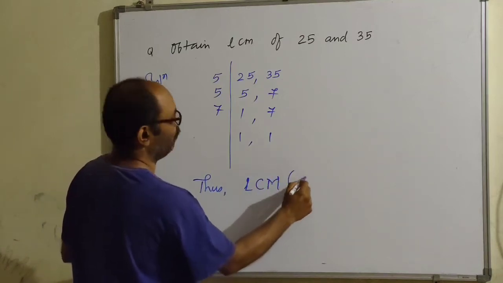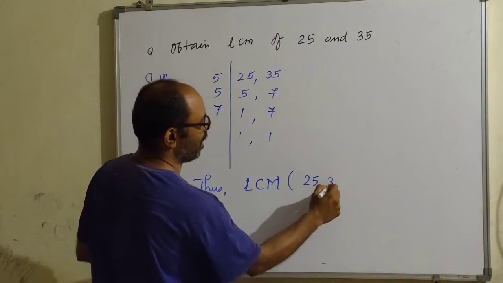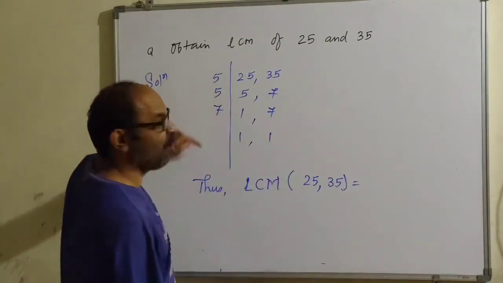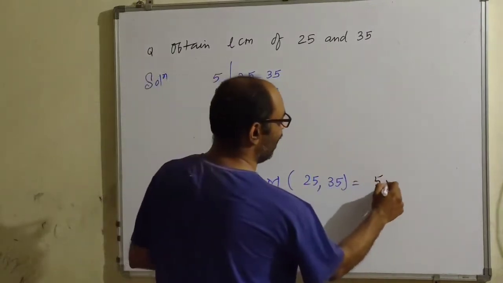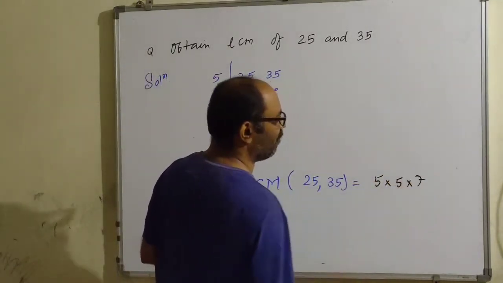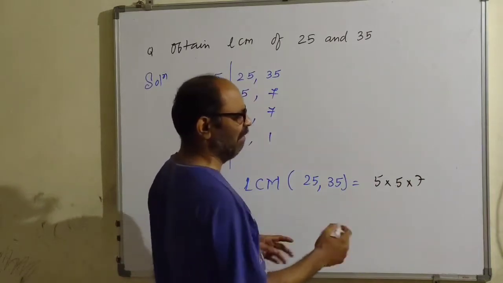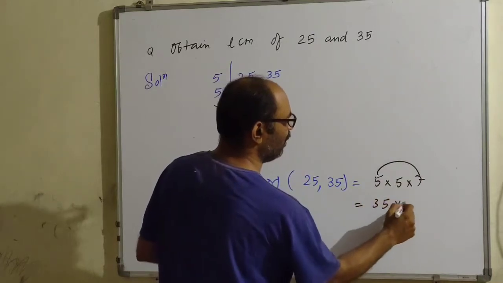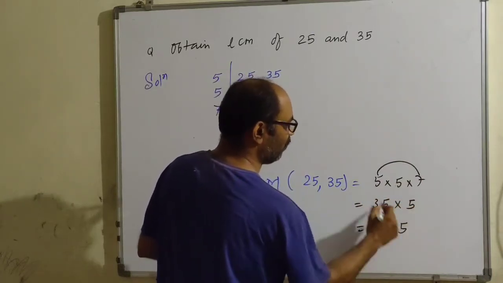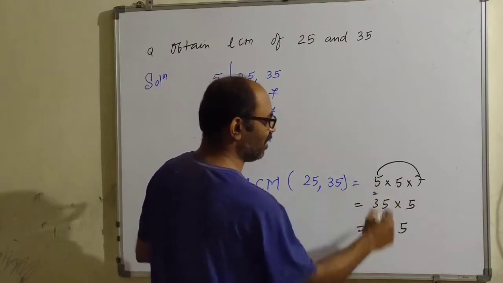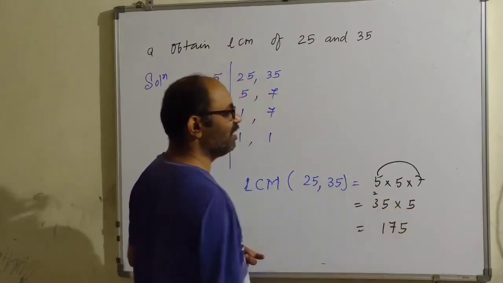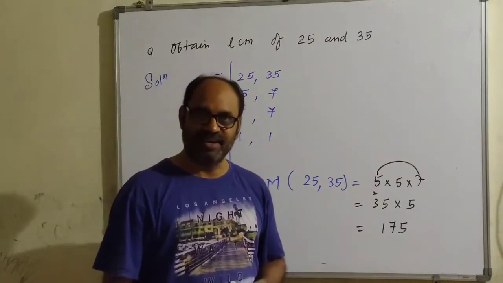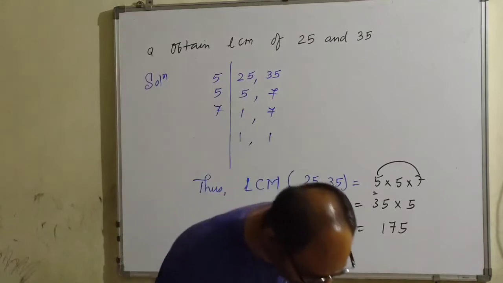Thus, the LCM of 25 and 35 is equal to the product of all these prime factors. 5 into 5 into 7. What is convenient? Any. Okay, I'll take this. 35 into 5. 5 5s are 25, 2 is carried. 5 3s are 15 and 2 is 17, so 175. So 175 is the LCM of 25 and 35. Children, did you get that?